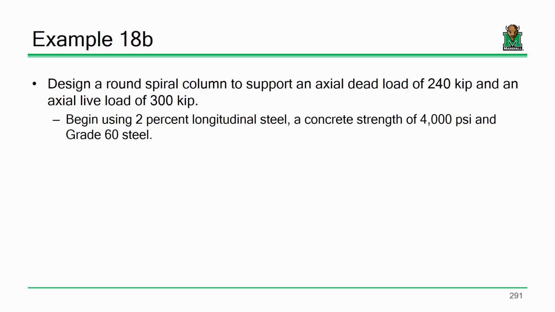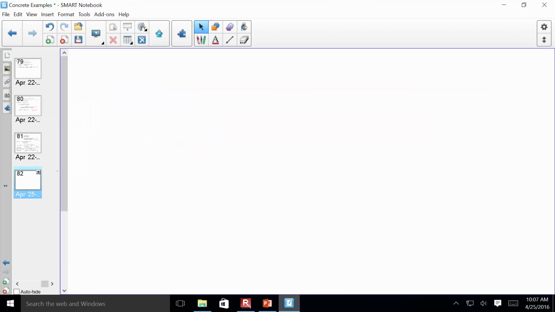Now we're going to do the same thing, only we're going to do a round column, a round spiral column. So it's going to support a dead load of 240 kips, a live load of 300 kips, and the material properties are the same. And the process is, for the most part, going to be fairly identical. It's not going to be anything greatly, brand new. So let's go through some column parameters.